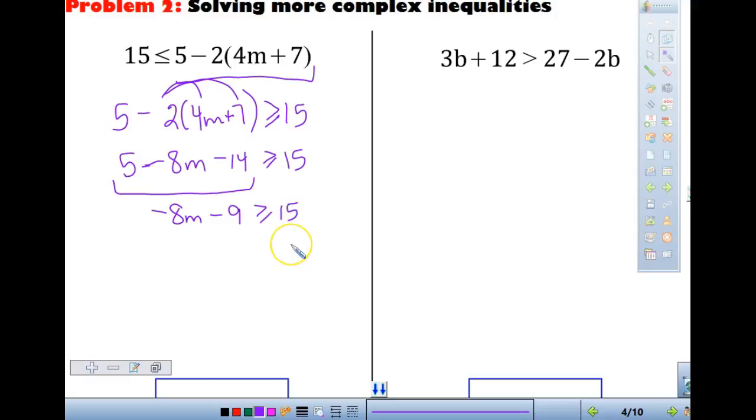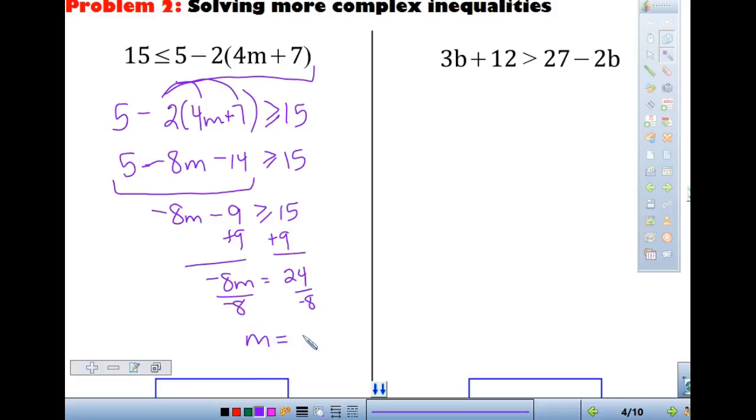Okay, what are we doing next to solve? Adding 9 to both sides, right? And here's something I'll see students do. They'll go negative 8m equals 20. And then they'll divide both sides by negative 8. Do you agree? Totally.